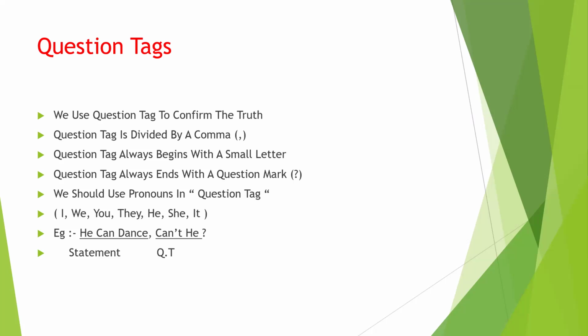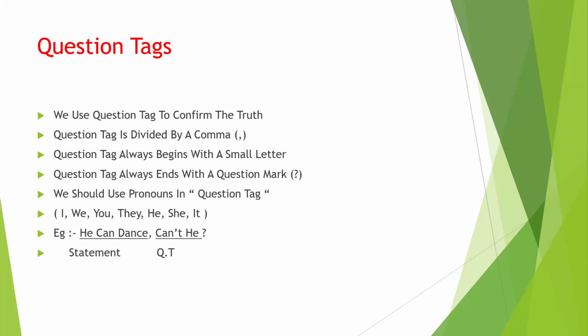We should use pronouns in a question tag. Suppose Neha can dance. In the question tag, we write can't she, not can't Neha. Can't Sai, can't Mahesh, can't Suresh, can't Raju, can't Ravi, can't Vasu: these types of names do not come. Only pronouns will come. Instead of nouns, we use pronouns, whether it is a boy or a girl. In this way, we use this.